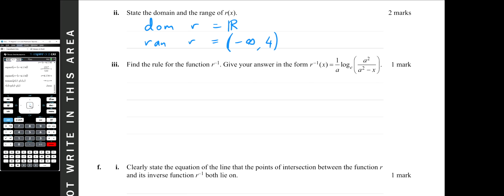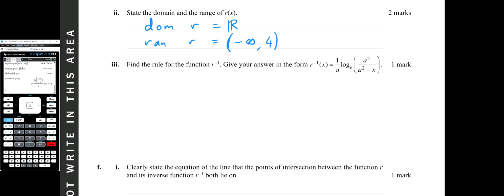That's done. And now let's work out the inverse. So menu 3(1), x equals r of y, and we're going to solve for y. Enter. Okay, so we get y equals log e of negative 4 over x minus 4, all over 2, and x is less than 4.